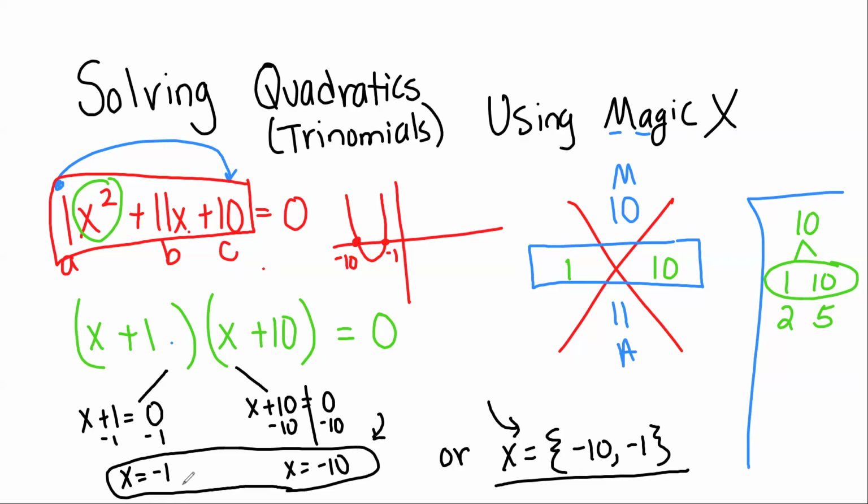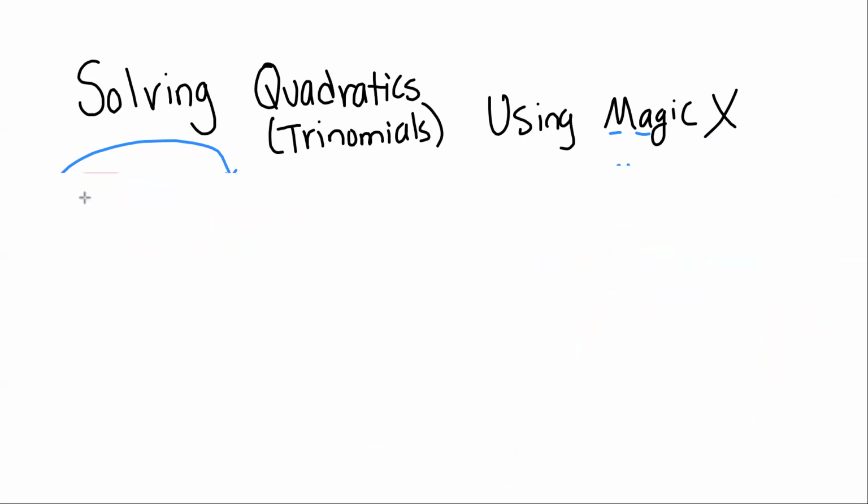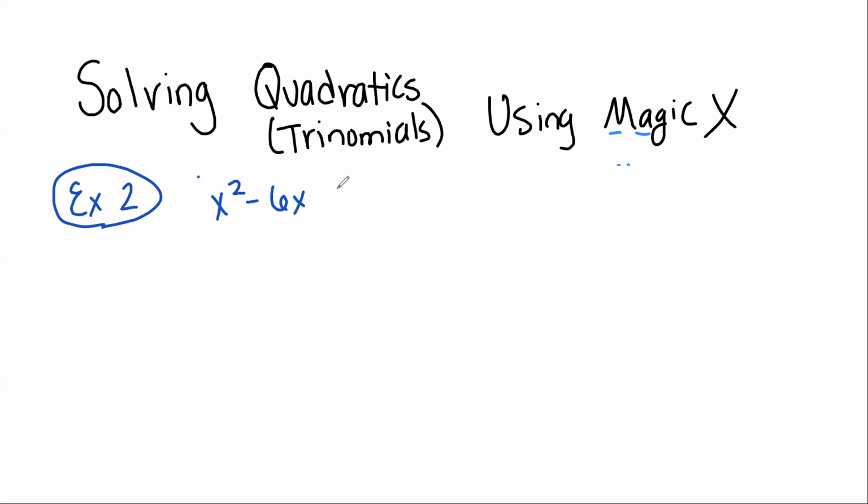All right, let's do another. I'll do one more with that first number a being 1, because it is a little harder when a is not 1. Not by much, just a smidge. So here's example 2. I've got x squared minus 6x minus 40. And again, I would put in the 1.